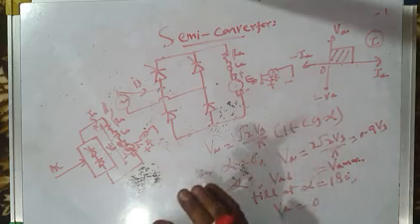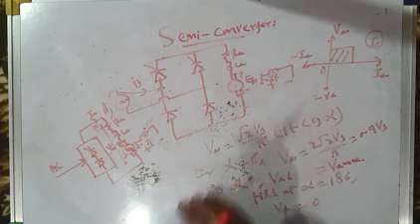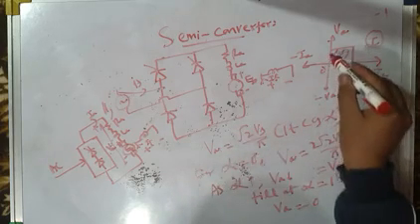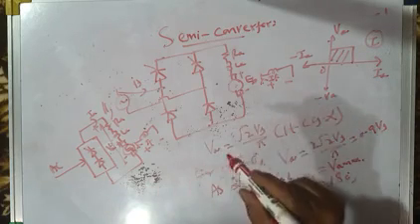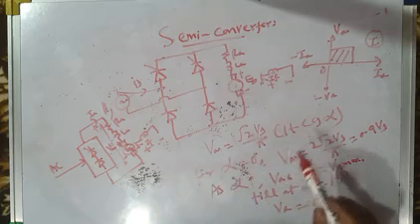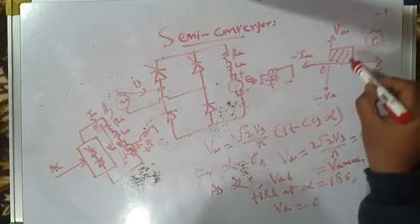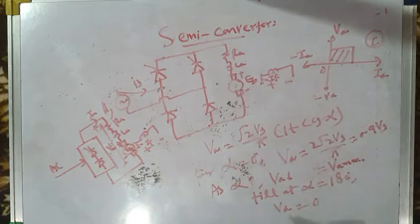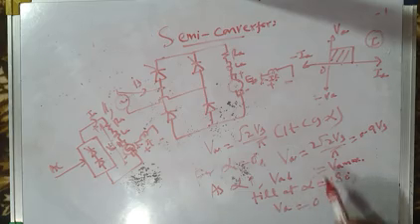So your converter for 0 to 90 degrees, that means full converter, was operating as a rectifier in first quadrant, and from 90 to 180 degrees it was operating as an inverter in fourth quadrant. But semi-converter always operates in the rectification mode. It cannot operate in the inversion mode. Why? Because average output voltage never becomes negative.